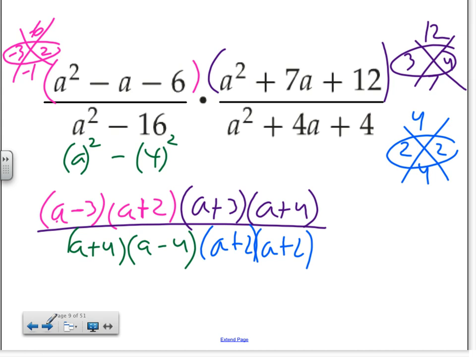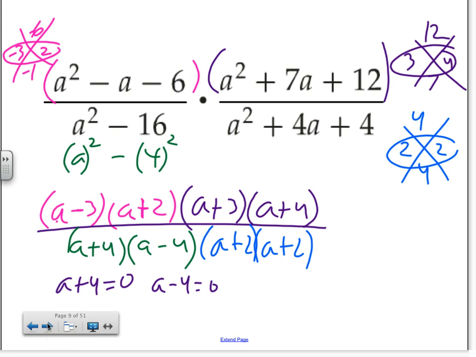Meaning we set each one to 0 and solve for it, and the blue one too, of course. But I'm just showing you that this is what's supposed to happen. So if you were to solve for it, what is my excluded value here? Negative 4. Positive 4.